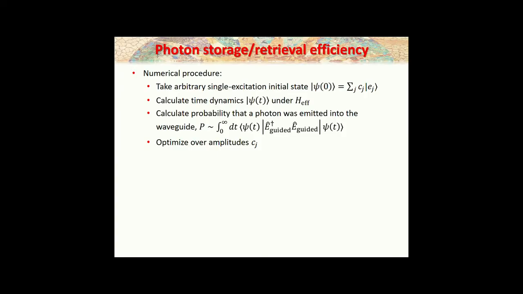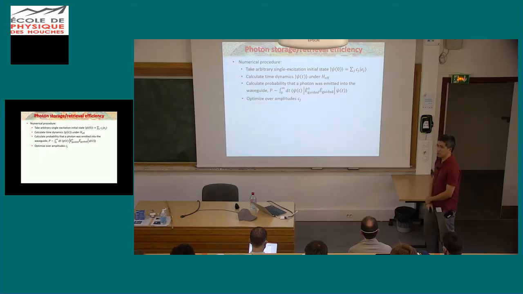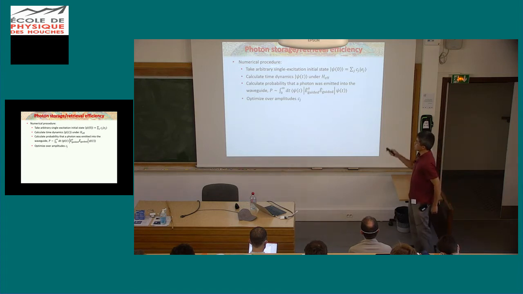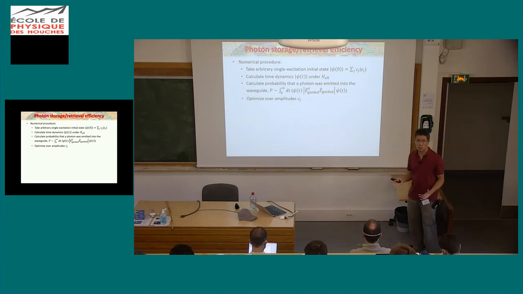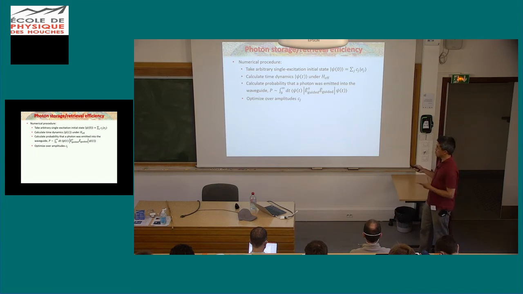And then the next thing you can do is simply optimize over all the amplitudes CJ to get the maximum retrieval probability or retrieval efficiency. So in concept, that's all there is to the calculation. In practice, you can actually speed it up quite a bit. Instead of trying to optimize over this massive dimensional parameter space, you can play some mathematical tricks and turn it into an efficient optimization algorithm.